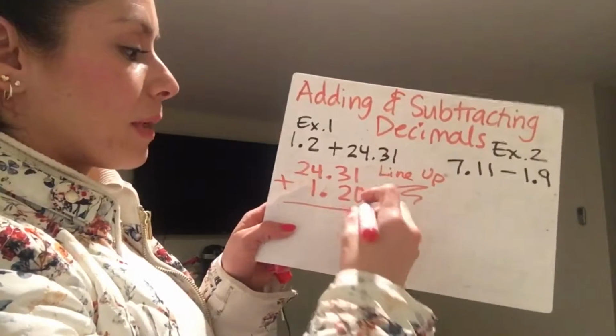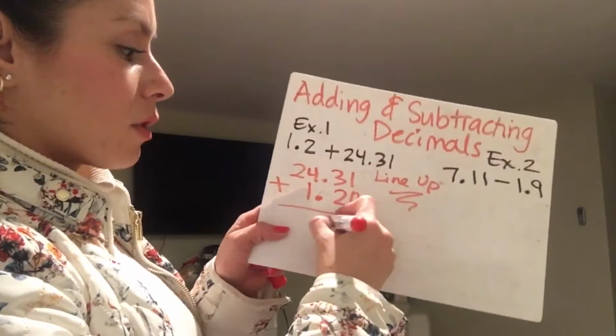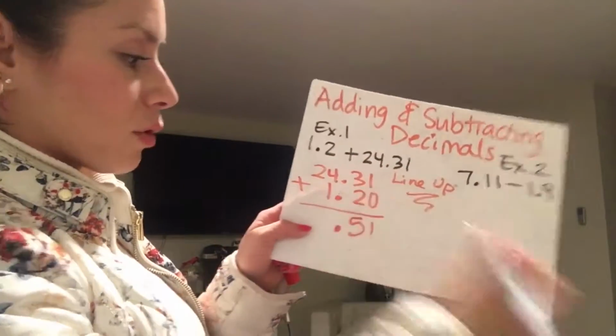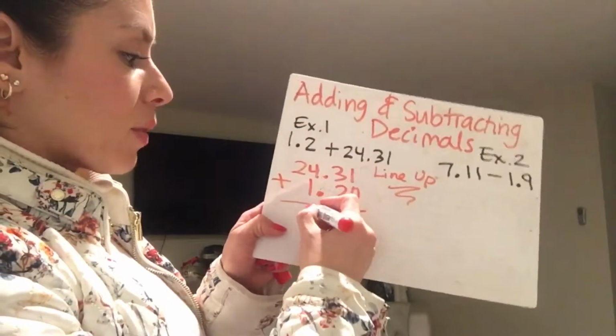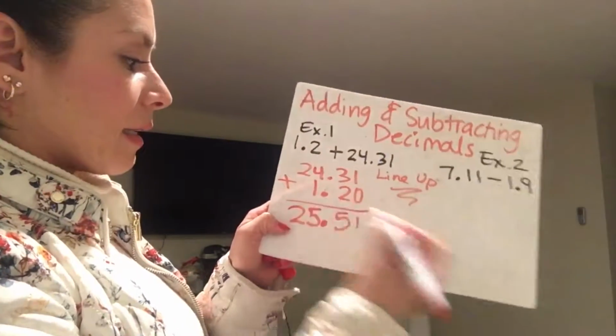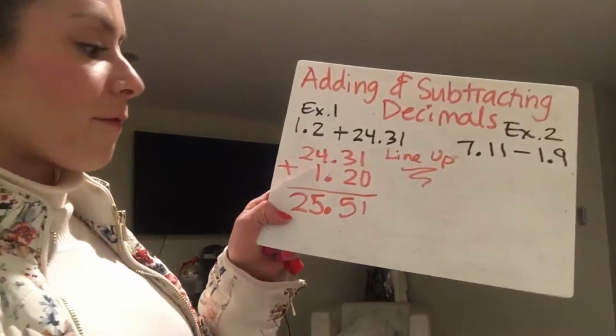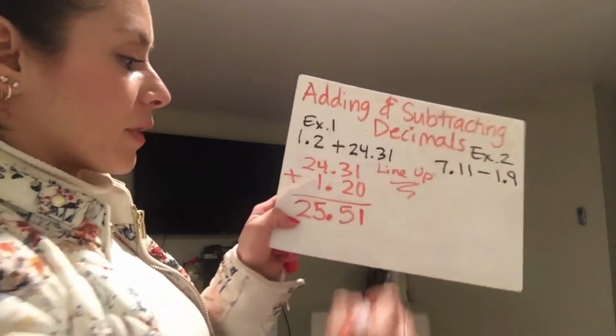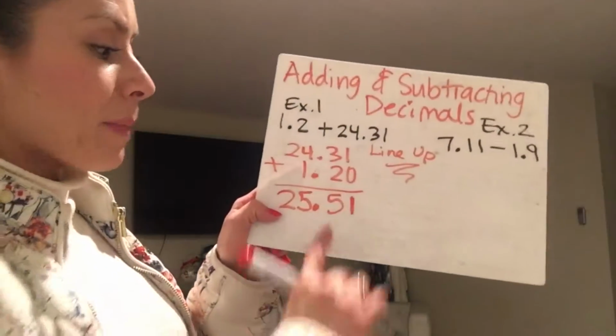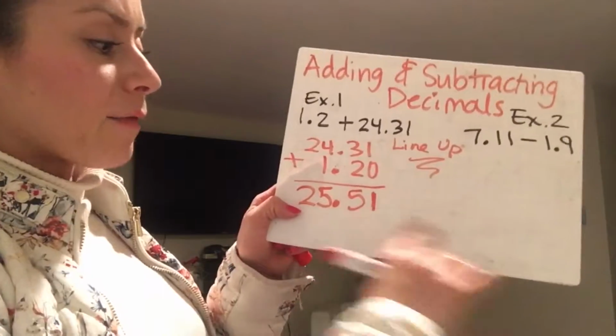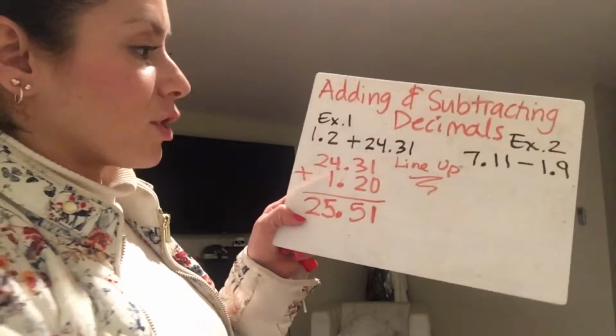Now let's add: 1 plus 0, 1. 3 plus 2, 5. Line up your decimals, so your decimal goes here. 4 plus 1, 5. 2 plus nothing, 2. So that's 25.51, or 25 and 51 hundredths, and that is your answer.